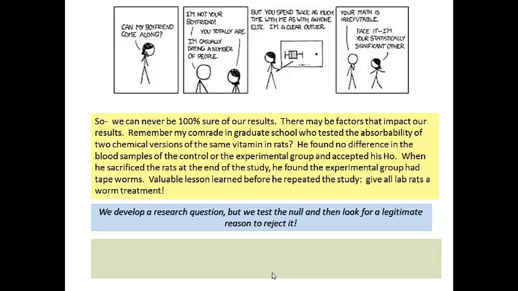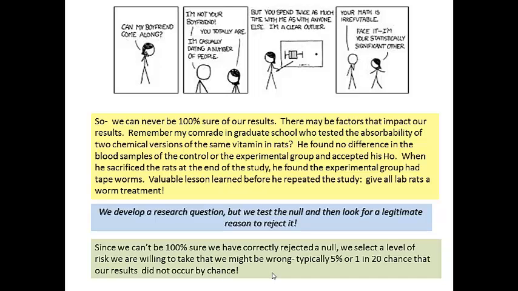We develop a research question, but we test the null, and then we look for a legitimate reason to reject it. Since we can't be 100% sure that we've correctly rejected a null, we select a level of risk we're willing to take that we might be wrong, typically 5% or a 1 in 20 chance that our results did not occur by chance alone.